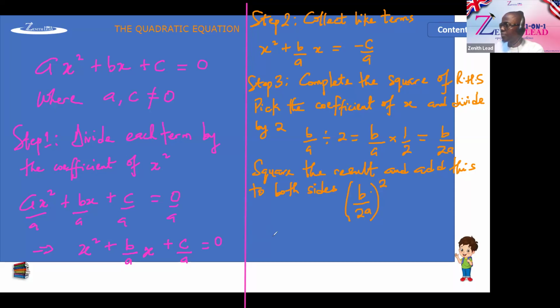So it becomes x squared plus b over a x plus b over 2a squared equals negative c over a plus b over 2a all squared.